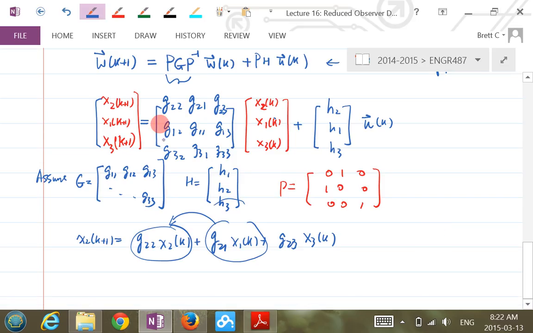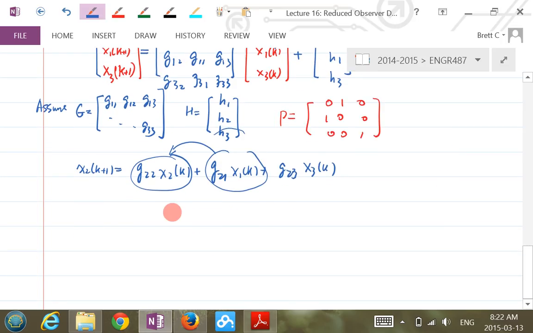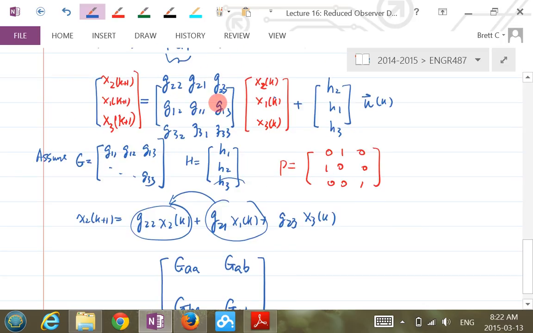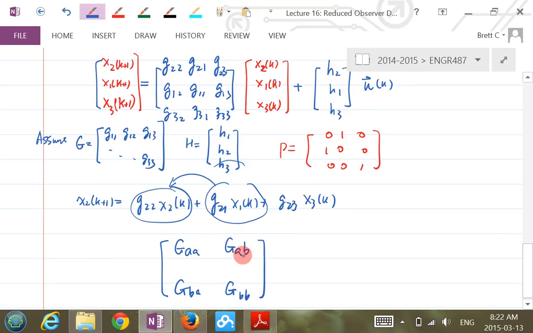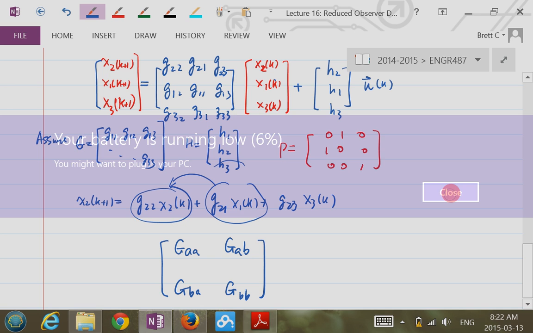If I look at this new state equation here, let's say I'm partitioning it into GAA, GAB, GBA, and GBB, okay? So if I compare to the current example right here, what will be the GAA? What will be GAB, what will be GBA, and what will be the GBB, based on this matrix here?